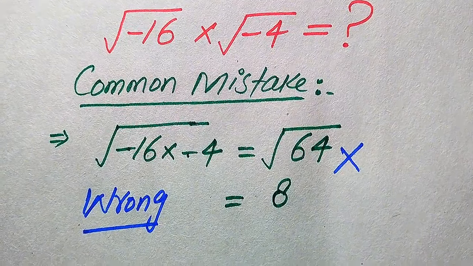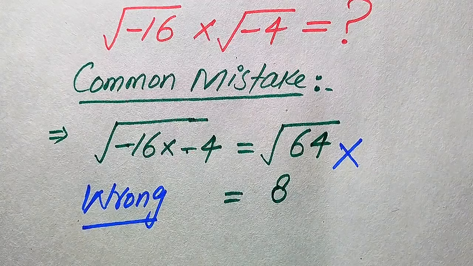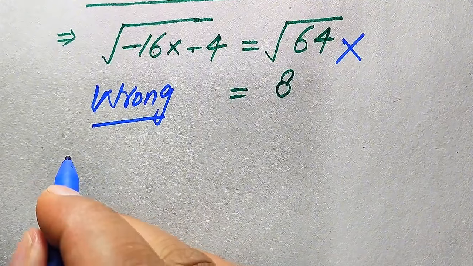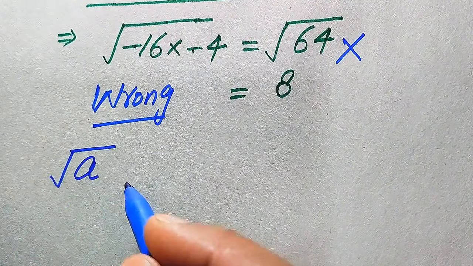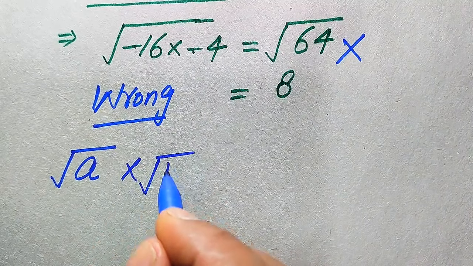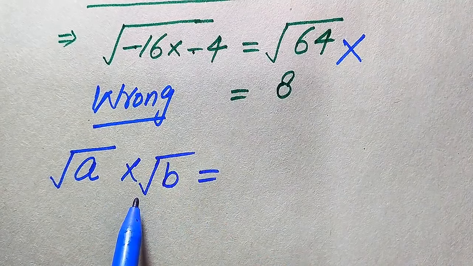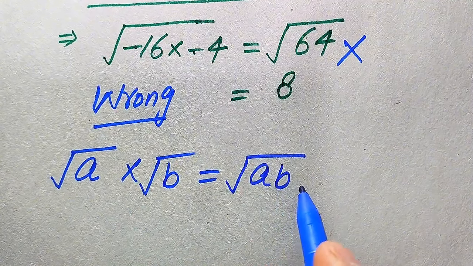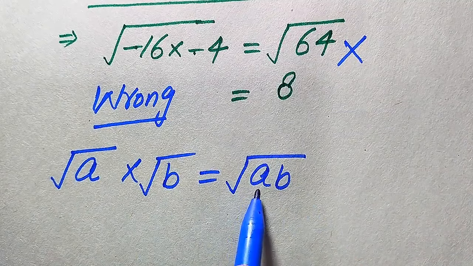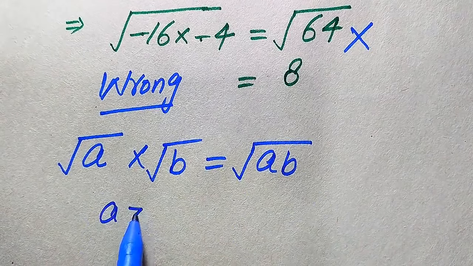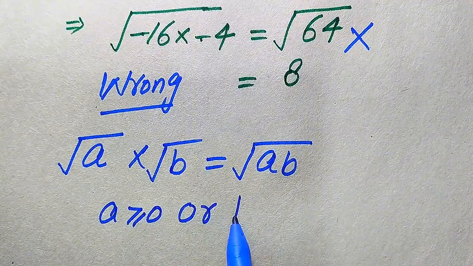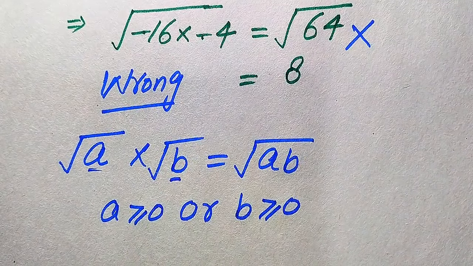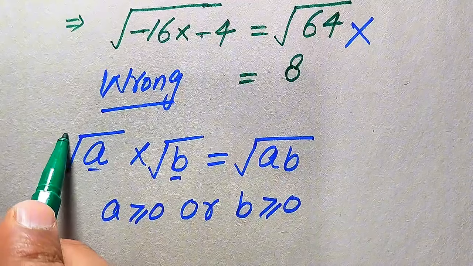The reason this method is wrong is the product rule of radicals. The product rule of radicals is stated as the square root of a multiplied by the square root of b. If these two radical terms are multiplied by each other, we combine them as the square root of ab only if a is greater than or equal to 0 or b is greater than or equal to 0. So at least one of the terms must be greater than or equal to 0, then this rule holds.